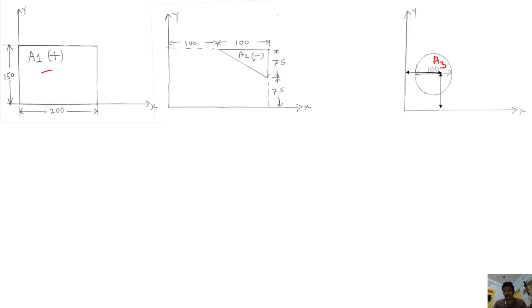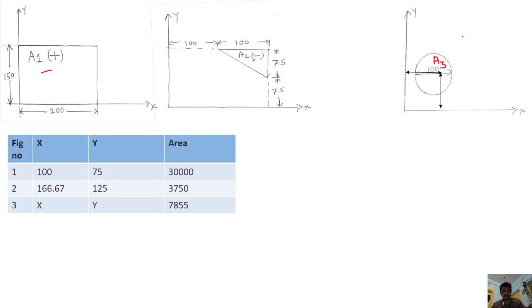Then like in the previous numerical we can make the table with figure number, x bar, y bar for each individual figure, and the area of that figure. For figure 1 it is very simple. This is the x axis, this is the y axis. So x for this figure will be 100, that is 200 divided by 2, and y will be 75, that is 150 divided by 2. The center of that rectangle is the centroid, and the area will be 30,000.